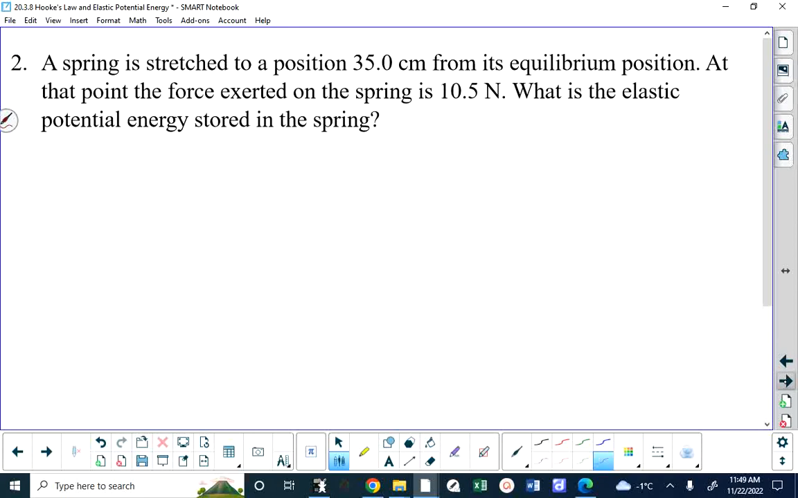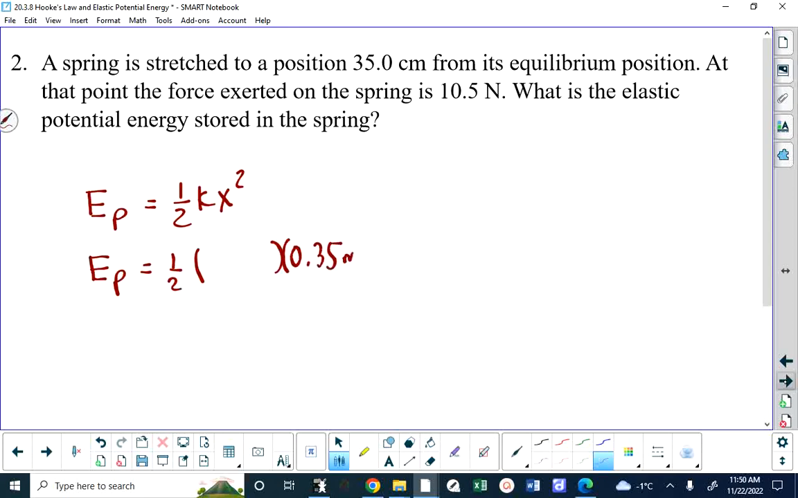The spring is stretched to a position of 35 centimeters from its equilibrium position. At that point, the force required is 10.5 newtons. What is the elastic potential energy stored in the system? Well, EP equals 1/2 kx squared. And I think it's pretty clear that x is 0.35. But what is k?